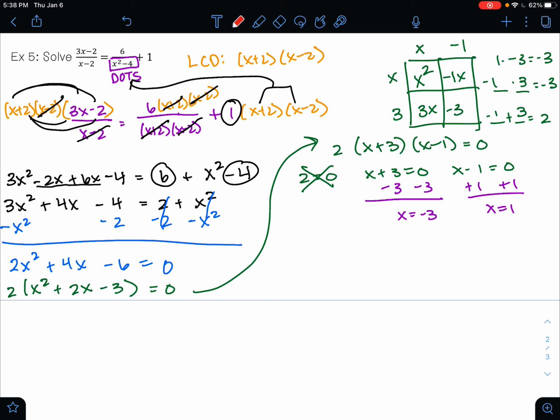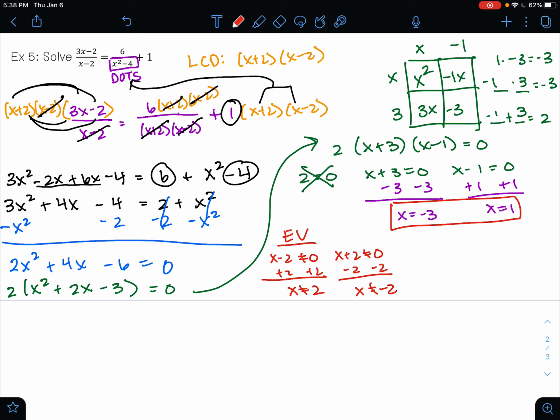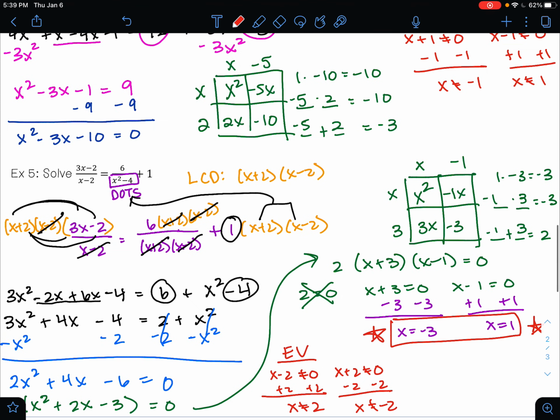Now that I've solved, let me check for my excluded values. So I'm going to have x minus 2 can't be 0, and x plus 2 cannot be 0. Add 2 to both sides and get x cannot be 2. Subtract 2 on both sides and get x cannot be negative 2. So my excluded values are positive 2 and negative 2. The solutions that I got were -3 and +1. None of my solutions are excluded values, so my solutions are both -3 and +1.